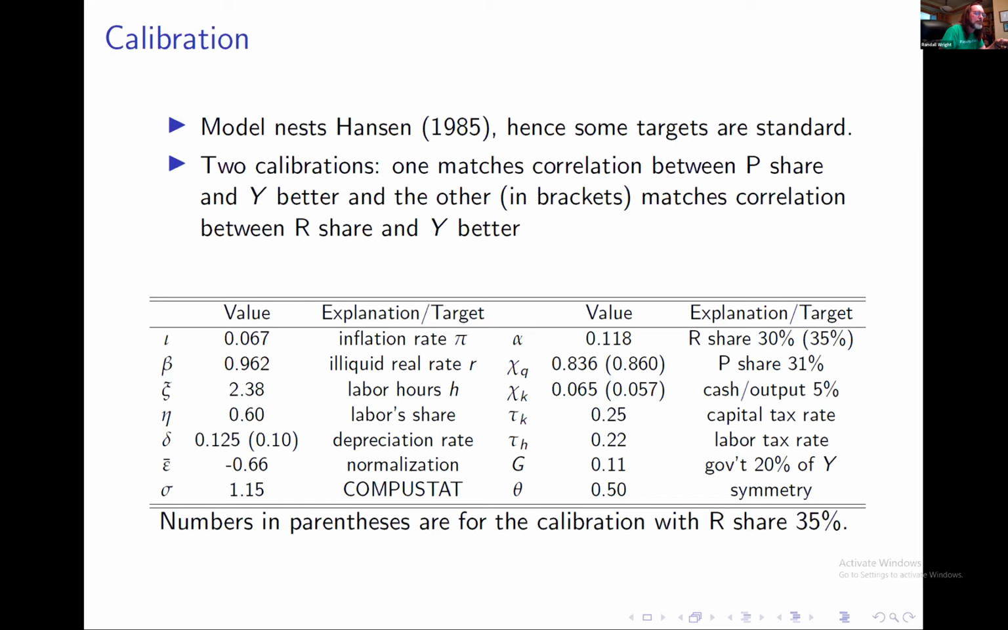But these parameters are all pretty much standard. We think anything interesting, government spending, the tax rates, are standard. These pledgeability parameters, we get them from matching certain targets. It's all relatively standard. I'm going to show the results.